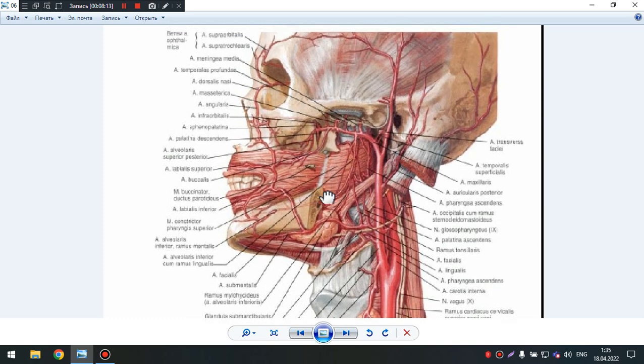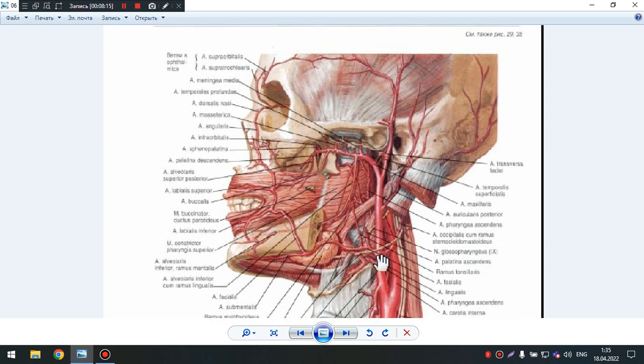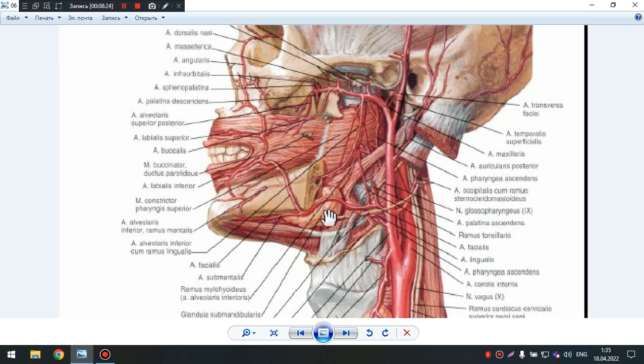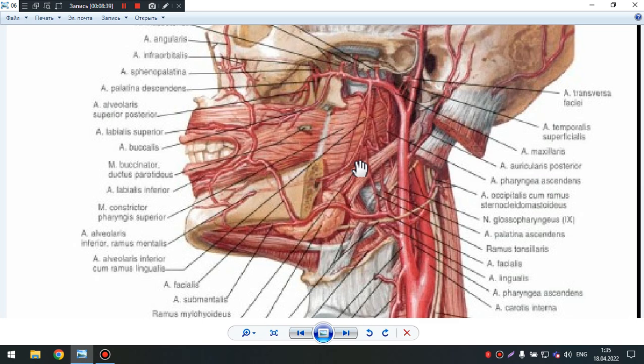Facial artery originates above the lingual artery, directs to the angle of the mandible, near the submandibular triangle. It gives the glandular branch to the submandibular gland, ascending pharyngeal branch, and palatine branch to the soft palate and palatine tonsils.